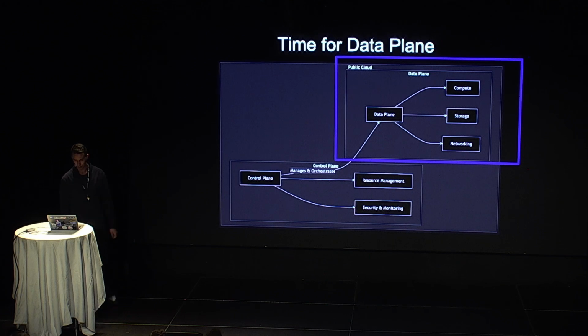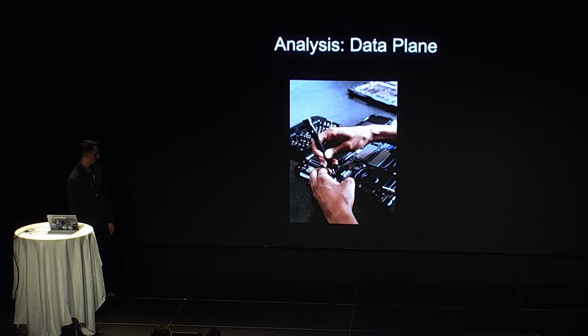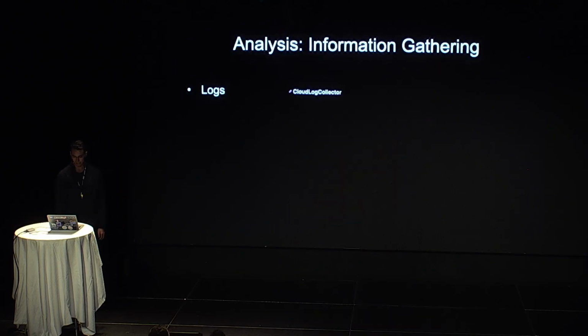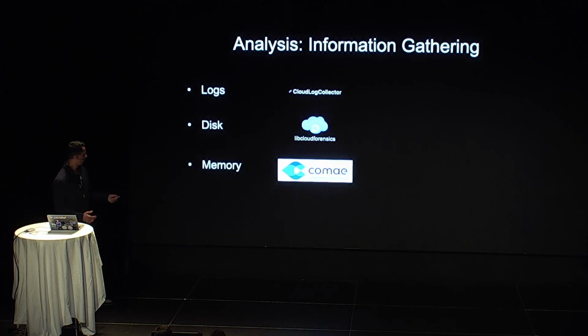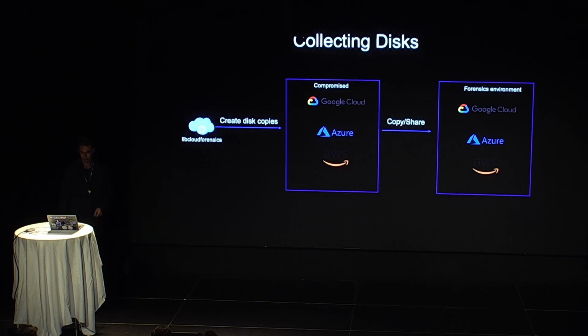Now, it's time to look at the data plane here, and how we can leverage the control plane to investigate the data plane. Because in the cloud, you can't really just fetch a disk like this. So I've already showed you how to get the logs with a cloud log collector. You could get disk images through the libcloud forensics, which is open source by Google. And getting memory, I like to use a portable binary from Comae, which allows us to take a volatile memory dump. And I'll show you how to utilize this in the cloud context.